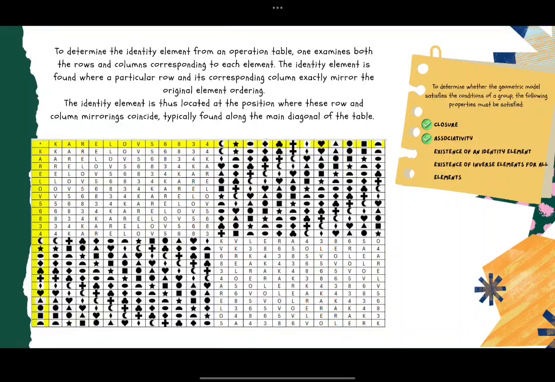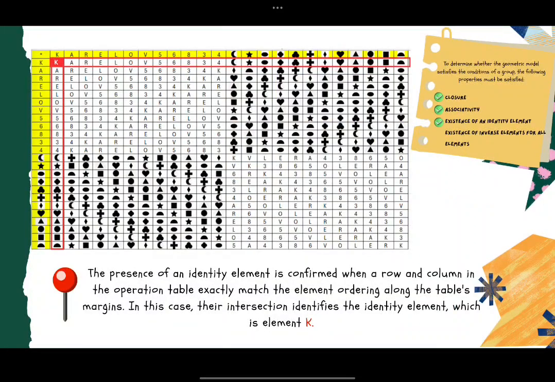So, next one is let's identify if there is an existence of an identity element. To determine the identity element from the operation table, we have to examine both rows and columns corresponding to each element. The identity element is found where a particular row and its corresponding column exactly mirror the original element or the ring. So the identity element is thus located at the position where this row and column mirrorings coincide. So kung saan sila nag-intersect.